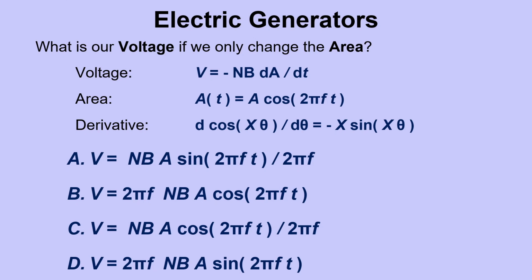If you haven't seen any calculus before, we've got everything we need here to figure this one out. We know that the derivative of cosine x theta with respect to theta is just minus x sine x theta. So really what this question is about is identifying what corresponds to that x part in our area versus time, and then applying that rule for what the derivative is. So have a go with that, see which of these is the correct option.